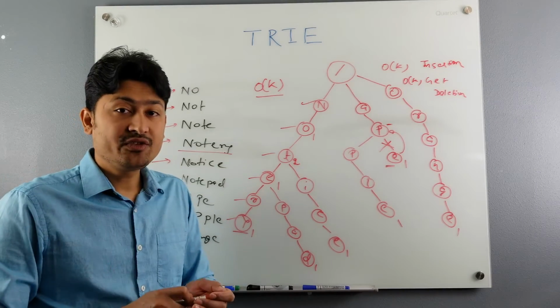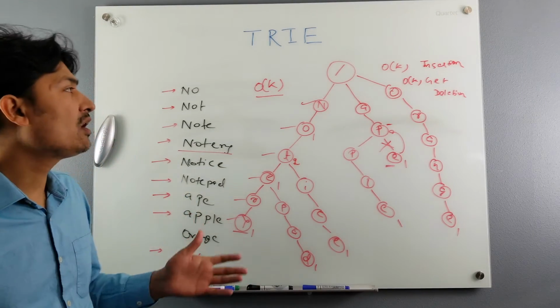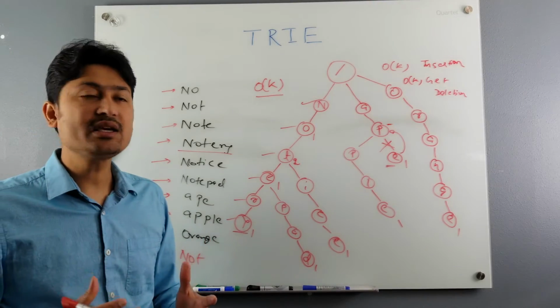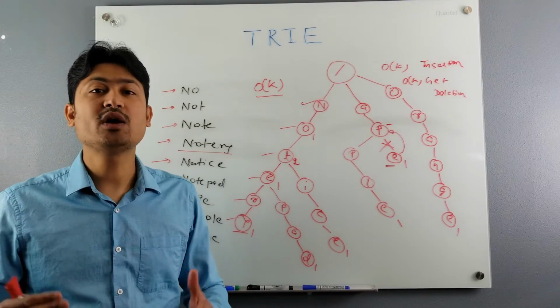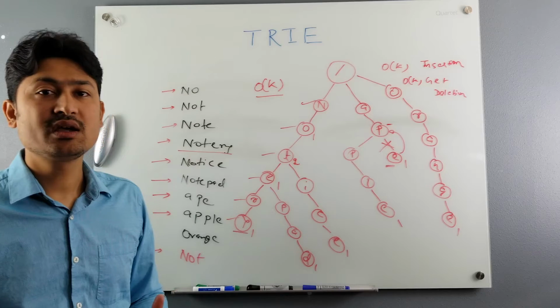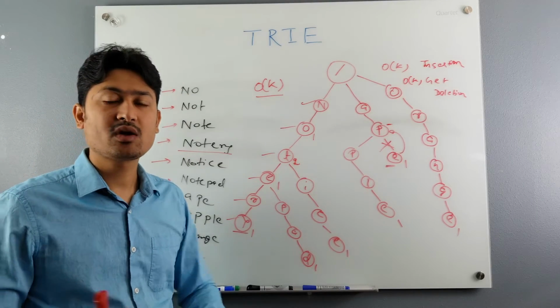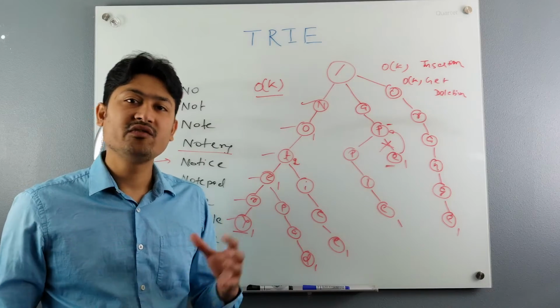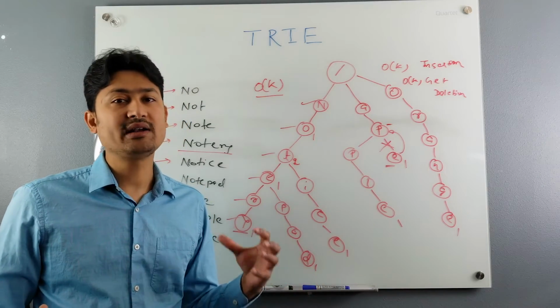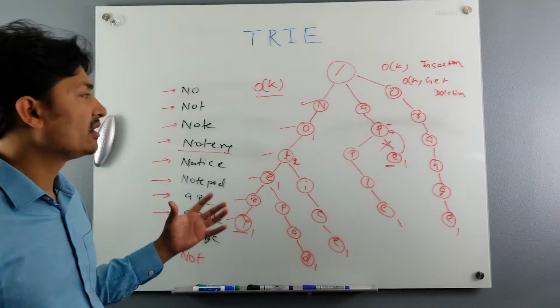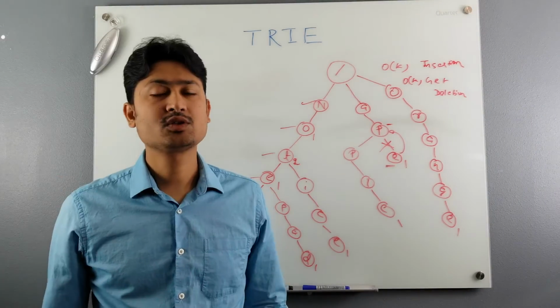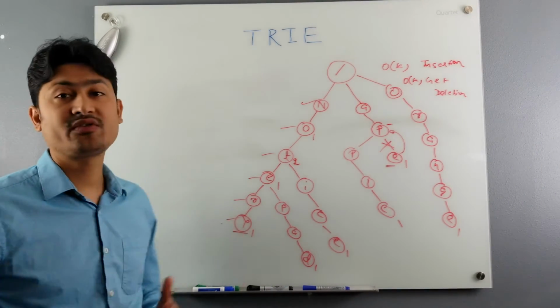But if you think of the space complexity, it is much more efficient if you are dealing with a large number of words, considering most of the words have some common prefixes, because in the case of common prefixes you reuse those nodes and letters in designing your data structure. So let's understand what the use cases of a trie are.